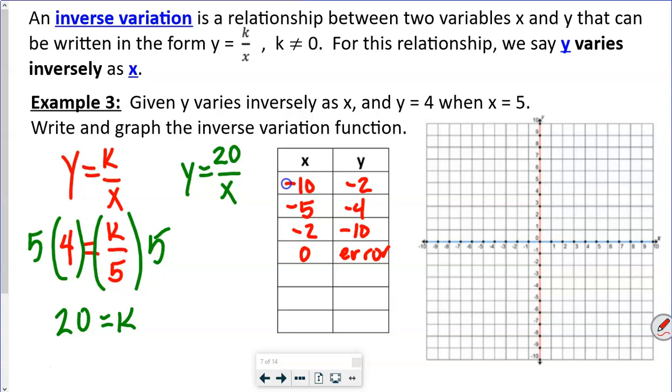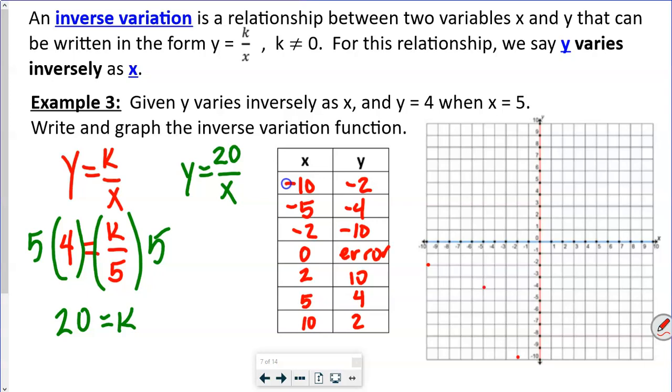So then let's go back up the same way we did here. So 2, 5, and 10. And here again, we're going to get 10 and 4 and 2. So you're going to see that this is a different looking graph than anything that we've done before, okay? So at negative 10, we've got negative 2, so that's where it is right there. At negative 5, we're at negative 4. That's right there. And then at negative 2, we were at negative 10, right? So 1, 2, negative 10.